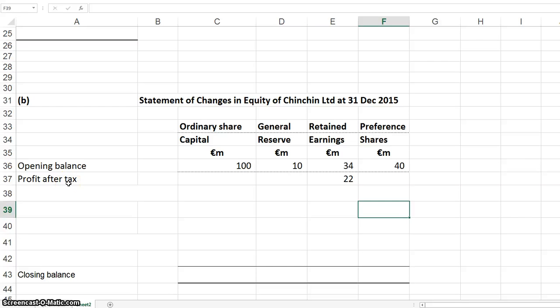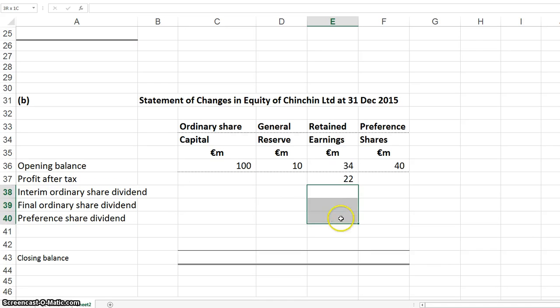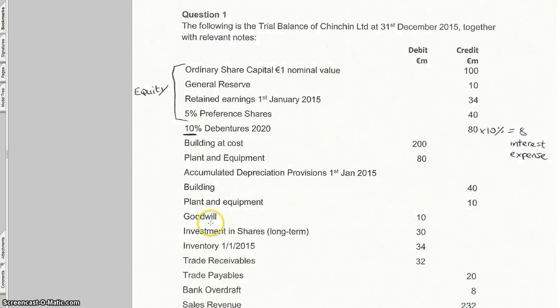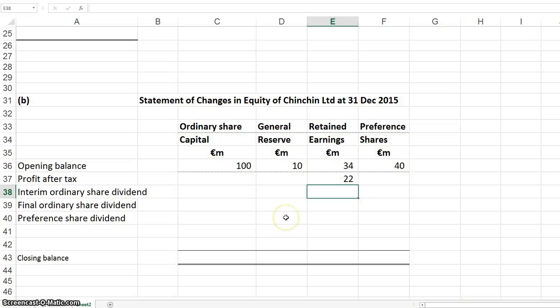So the 3 dividends, I'm just going to show them here. Whatever figure we get for each of these, it's going to go in under retained earnings as a minus, because a dividend is where the company pays out some of its profits to the shareholders. So retained earnings is going to reduce for each of these. The interim ordinary dividend, if there is one, will be in the trial balance. So we come down along the trial balance and there is no interim ordinary dividend, so it's 0.